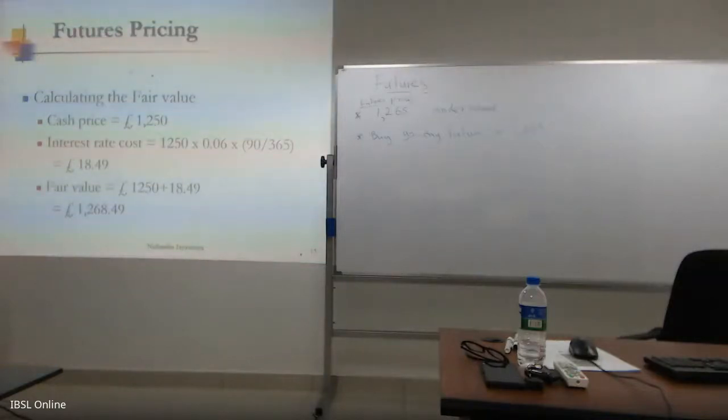You already bought the future. At the market, how do you do that? At the market, 1,260. No, no. What do you need in 90 days time to honor this contract? You need cash. 1,265, you need cash. How do you generate that? Invest 1,250.